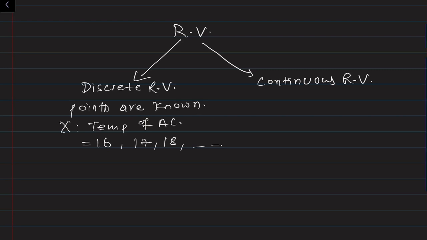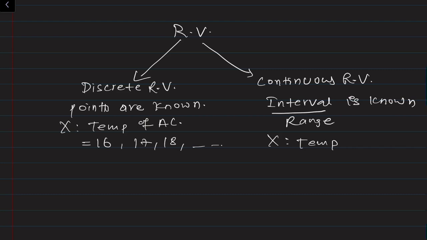In continuous random variable, interval is known, or range is known. We know the range, but we do not know the points. Okay. For example, temperature of any place, suppose Delhi. So we can quote the range, for example, from 15 degrees Celsius to 30 degrees Celsius. So this is the range of temperature in Delhi. You can also quote the point, but it can vary in decimals as well, like 15.56, 15.57.